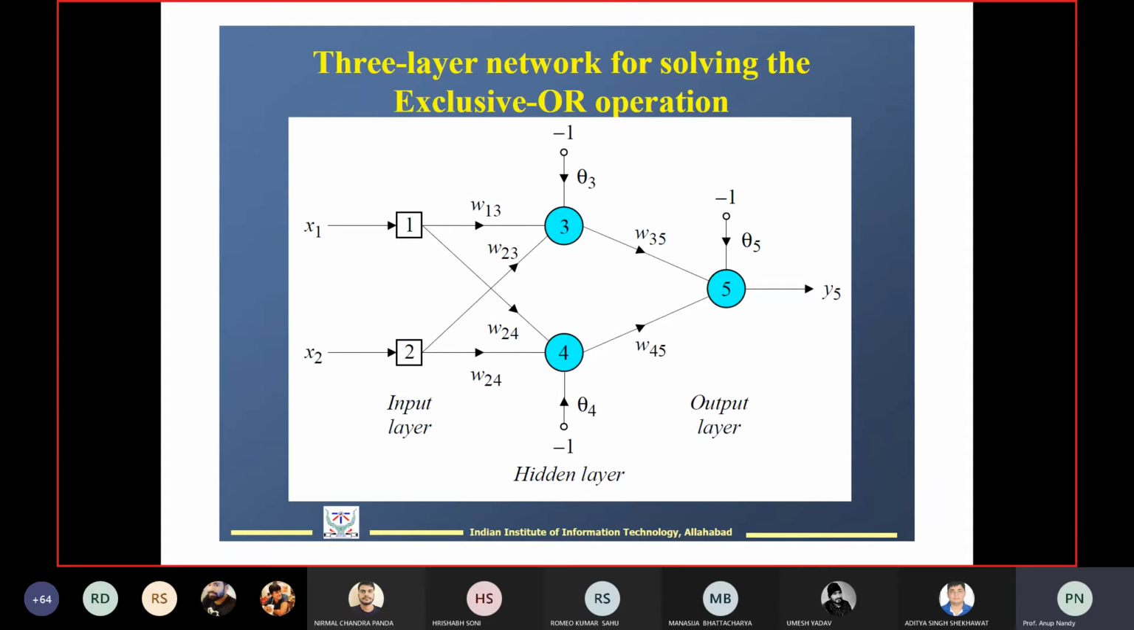In exclusive OR, what is the maximum number of inputs you can take? Two. You have different combinations: 0 0, 0 1, 1 0, 1 1. So you can have two nodes in the input layer, x1 and x2. You have only one output, y. You know the desired output: 0 0 gives 0, 0 1 gives 1, 1 0 gives 1, 1 1 gives 0. This is the output that you already know.